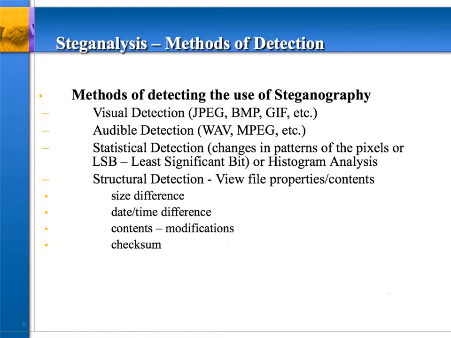Methods of detecting: visual detection, meaning looking at a picture and going, something's weird about it. But again, you'd have to have the original to figure out, possibly, if it's really that noticeable. Audible detection: you can use tools that determine if an MPEG or a WAV file has been tampered with. Statistical detection, looking at maybe things like histogram analysis of a file. But really, structural detection, like date stamps of modification.